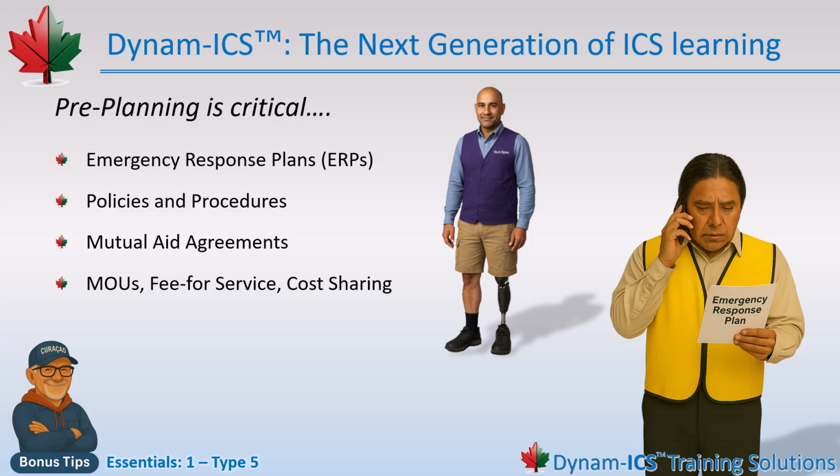MOUs, fee-for-service, and cost-sharing agreements. These are the formal cousins of mutual aid. When resources or services come with a cost, fuel, specialized equipment, personnel overtime, you need a written understanding that spells out who pays, how much, and when. Memorandums of Understanding, MOUs, and cost-sharing agreements prevent financial surprises and keep cooperation professional instead of personal.